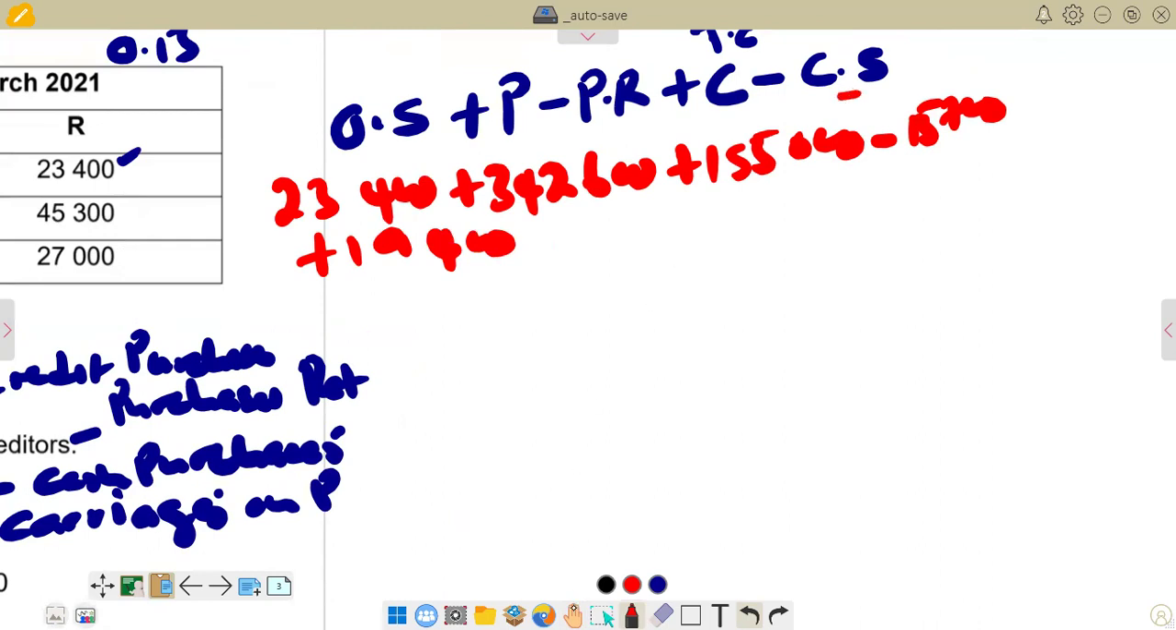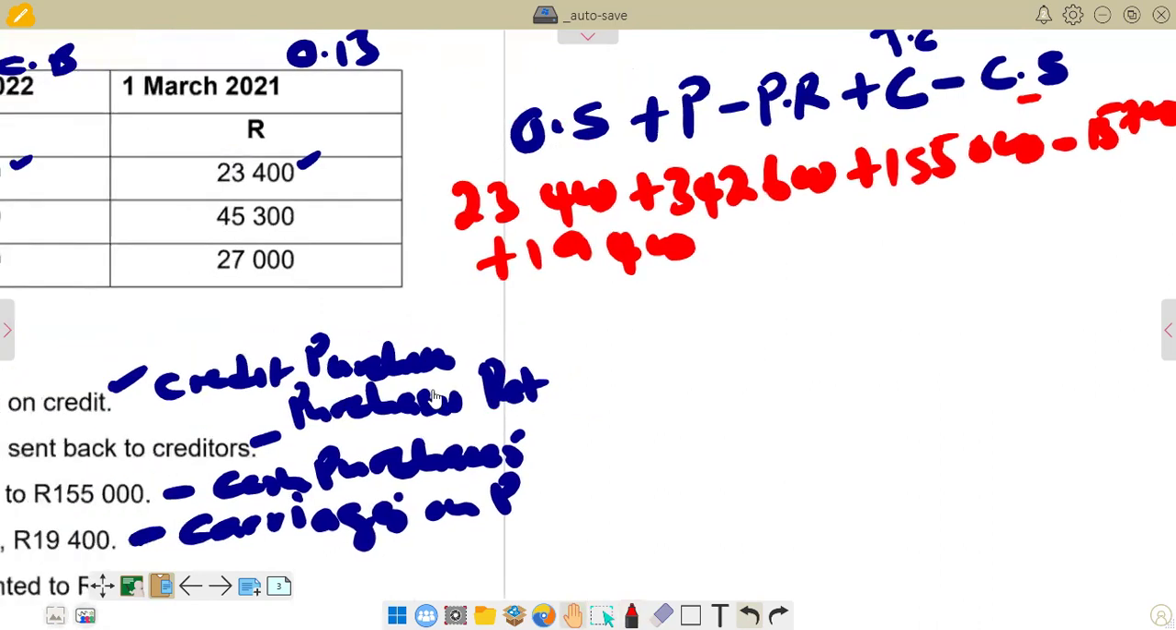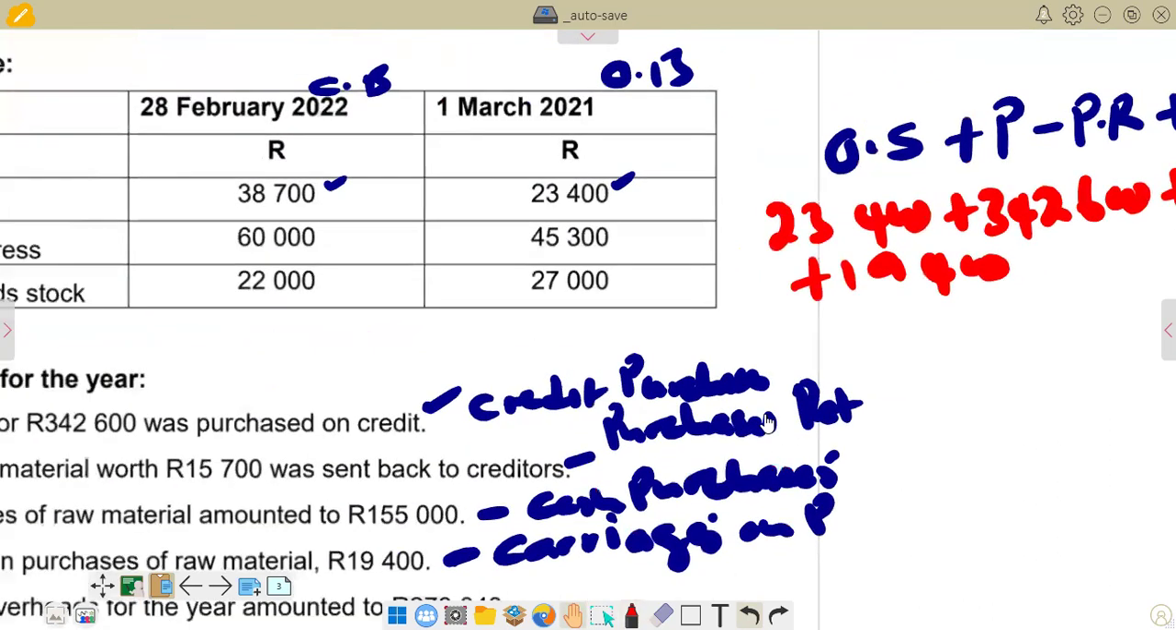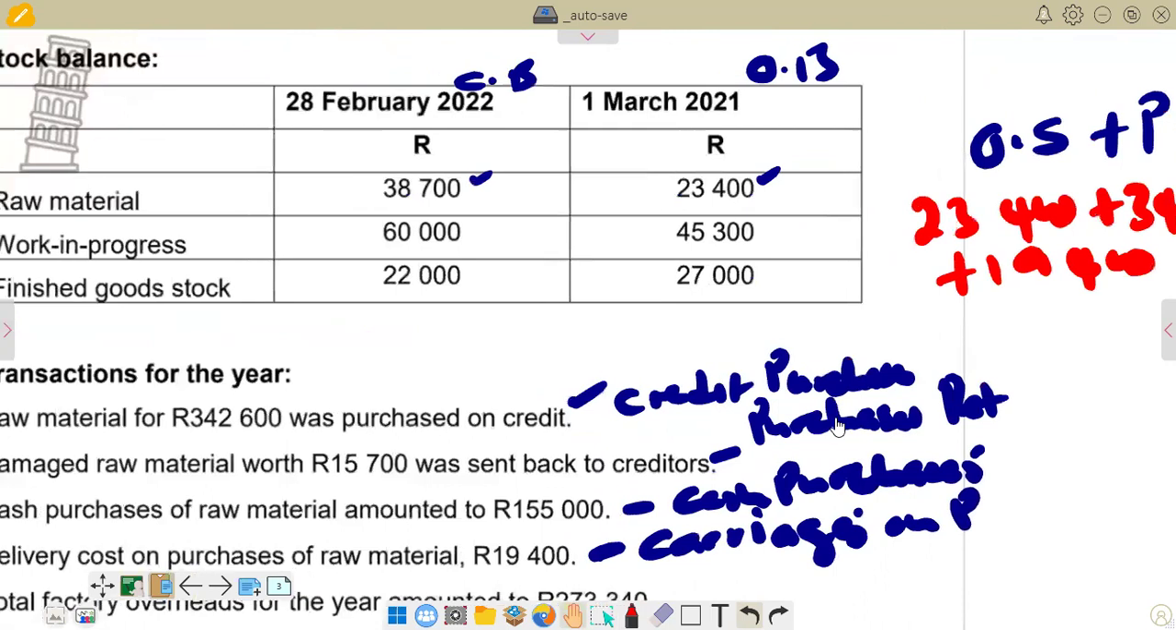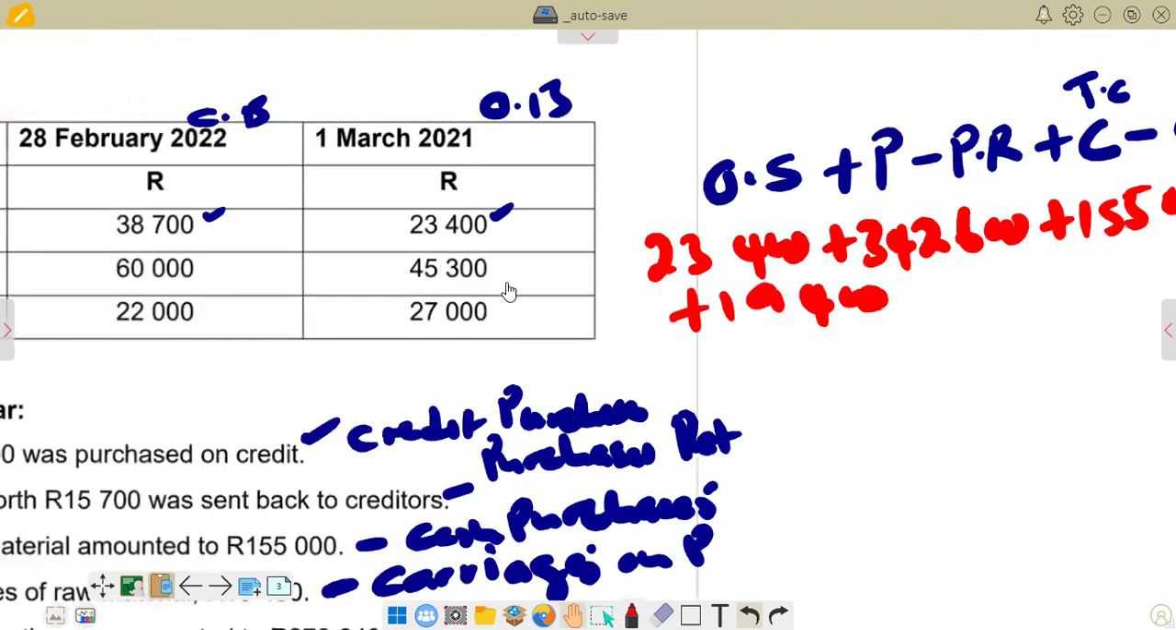Then our closing stock, obviously we have it there again in the list of balances, whereby we are saying closing stock of raw materials is 38,700. So we're going to subtract it. Okay.